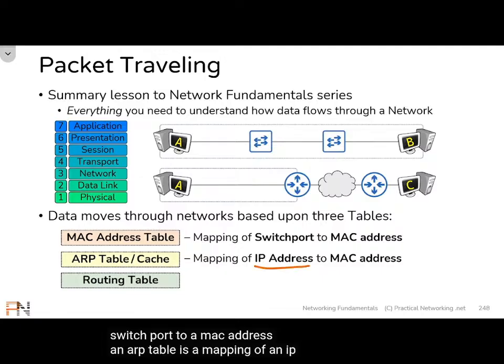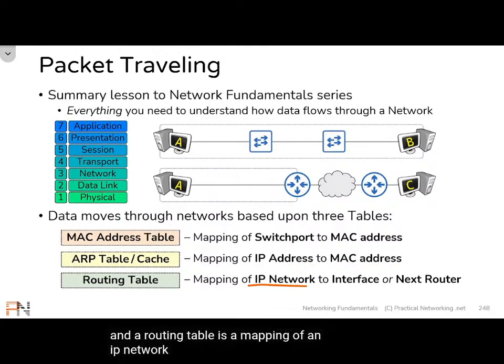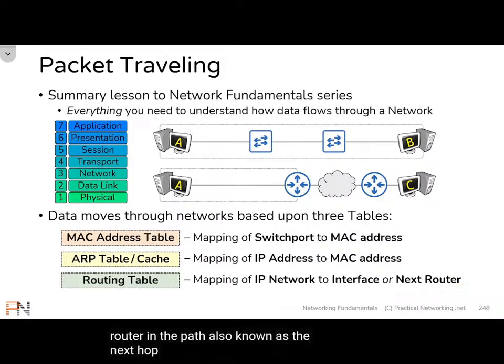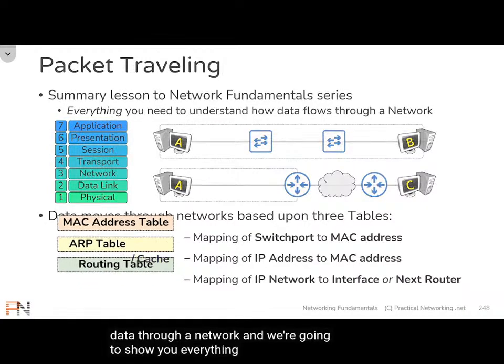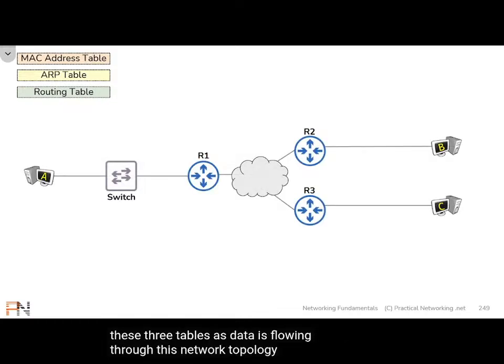and an ARP table is a mapping of an IP address to a MAC address, and a routing table is a mapping of an IP network to an interface, or an IP network to an IP address of the next router in the path, also known as the next hop IP address. These three tables are crucial to moving data through a network, and we're going to show you everything that happens with these three tables as data is flowing through this network topology.